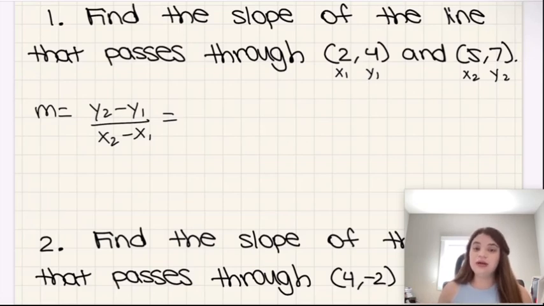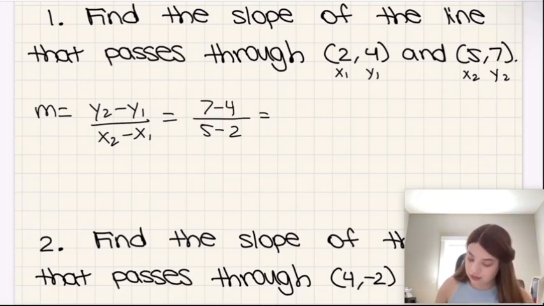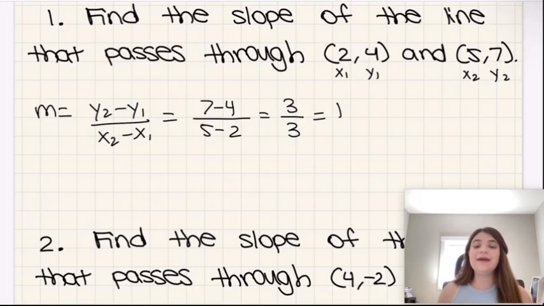So x2 is 5 and x1 is 2. So 5 minus 2 in the denominator. Then in the numerator, we have y2 minus y1. That's going to be 7 minus 4. 7 minus 4 is 3. 5 minus 2 is also 3. And so 3 over 3, if we were not able to reduce this further, we would just leave it here. However, 3 over 3, as we know, is the same as 1. So we should say 1 in this case for that reason. So therefore, the slope of the line that passes through these points is 1.